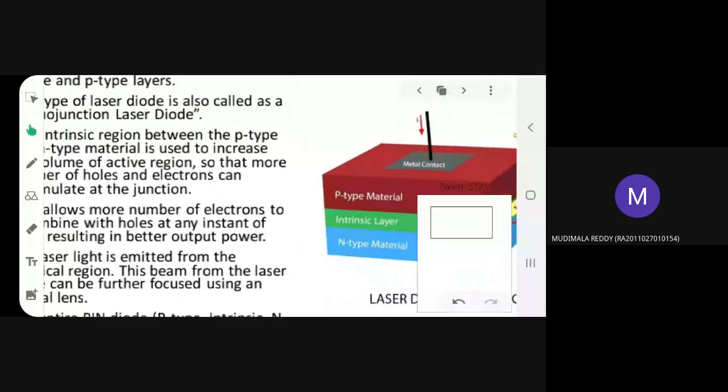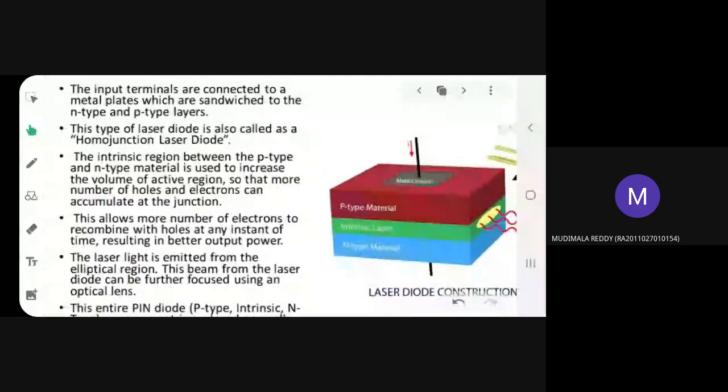Now, the central layer is very important. The intrinsic region is very important because it will be activated and kept in the active region. If it is kept in the active region, more and more holes and electrons will be accumulating in this particular junction. From P, which has major charge carriers, holes.